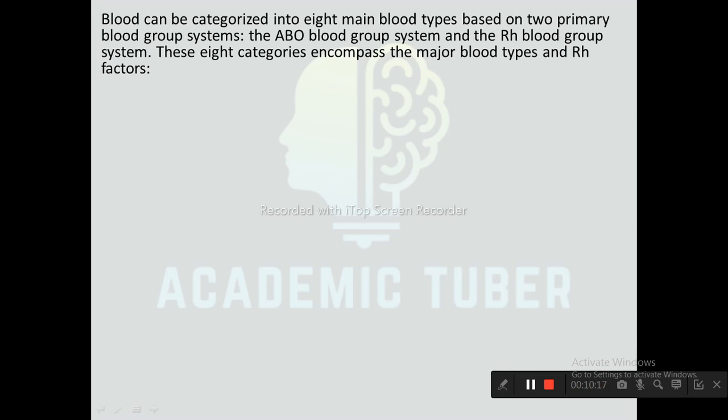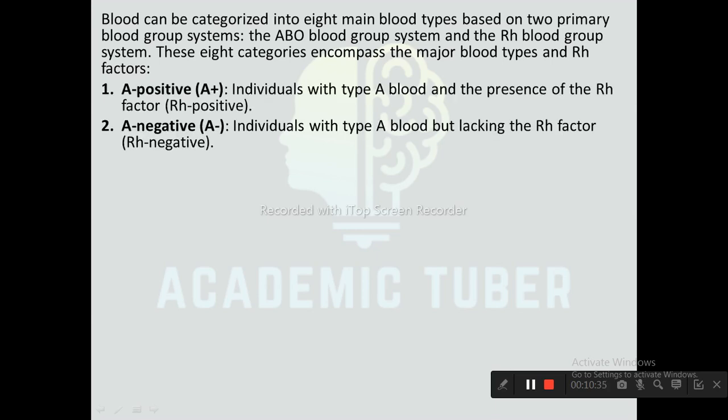Blood can be categorized into eight main blood types based on the two primary blood group systems, that is the ABO blood group system and the Rh blood group system. These 8 categories encompass the major blood types and Rh factor. First one is A positive, an individual with type A blood and the presence of Rh factor. Next one is A negative, an individual with type A blood but lacking the Rh factor.